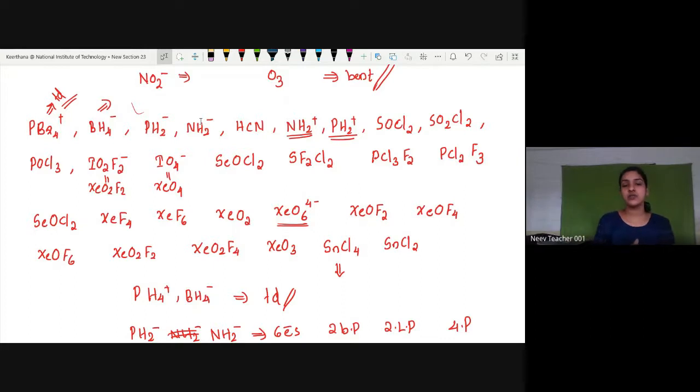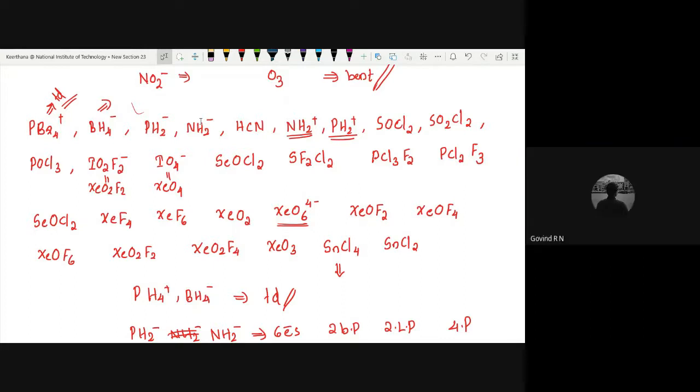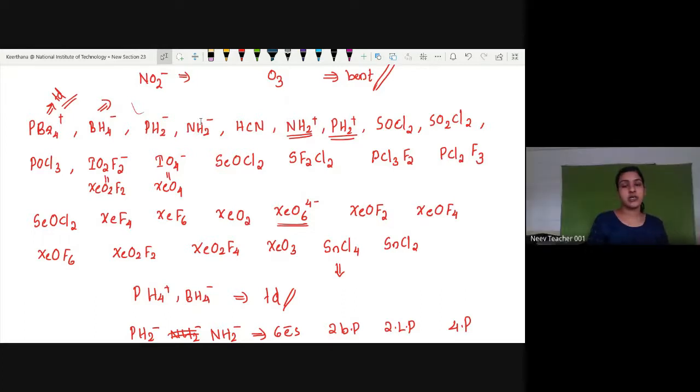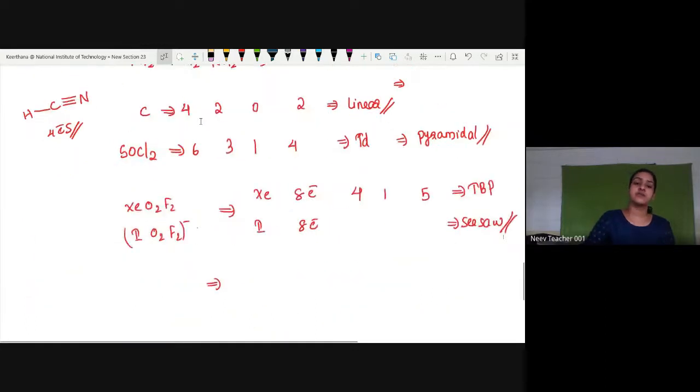And SeO2. Geometry tetrahedral, shape is pyramidal. Yeah, geometry tetrahedral and shape is pyramidal. Se, oxygen family. So 6 electrons, right? 6 electrons and 3 bond pairs.